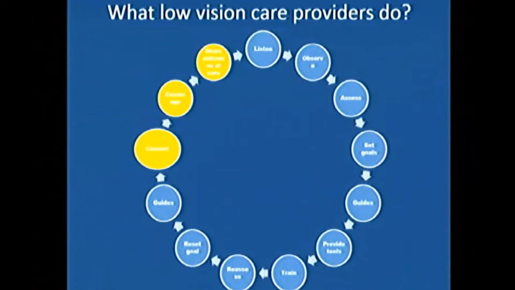So if a child is your client for low vision therapy, he will be your permanent client till advanced age. But along with this, side by side, the low vision care provider counsels, encourages, and shares the outcomes both with the caregiver as well as with their colleagues. So remember these three yellow sides, where we have a lot of potential, including research and counseling.